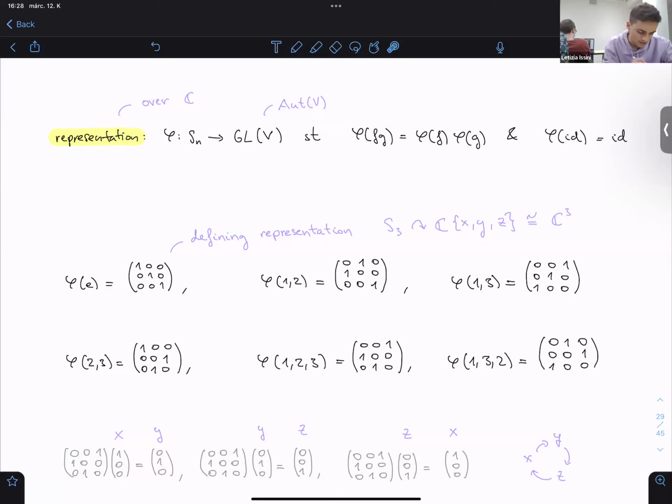So we have the 6 representing matrices here. For example, the representing matrix of the 3-cycle (1 2 3) is going to be this one. And indeed, if we multiply by matrix multiplication, this matrix sends x to y and y to z and z to x, as it should, because it's a 3-cycle.